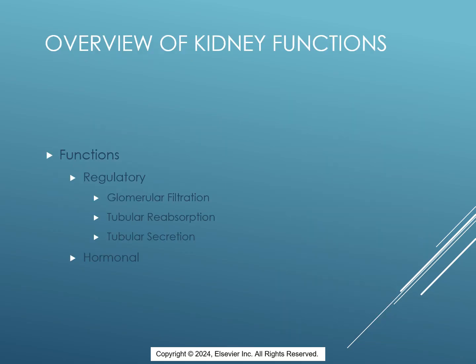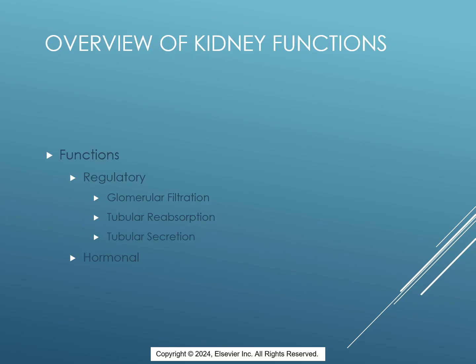Overview of the kidney function. The kidneys perform both regulatory and hormonal functions. The regulatory functions start with the glomerular filtration. There are three barrier layers: endothelium, basement membrane, and epithelium. Only small particles such as electrolytes, glucose, and urea pass through. Large proteins or blood cells should not pass. If present in urine, report it to the doctor immediately.